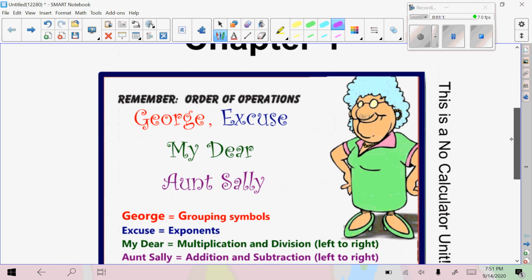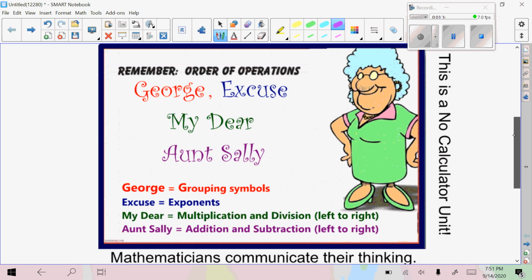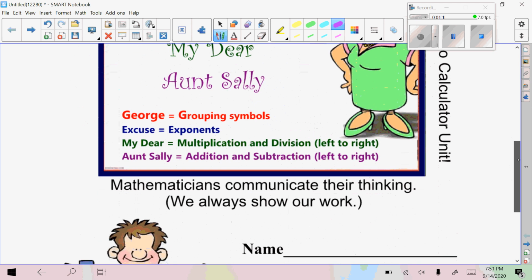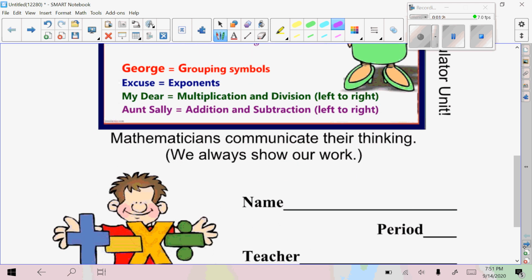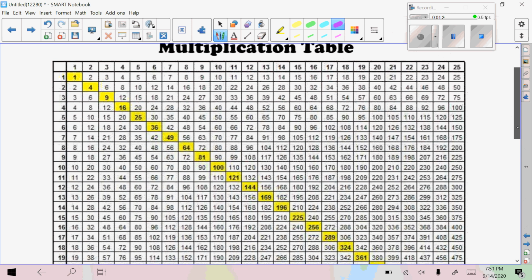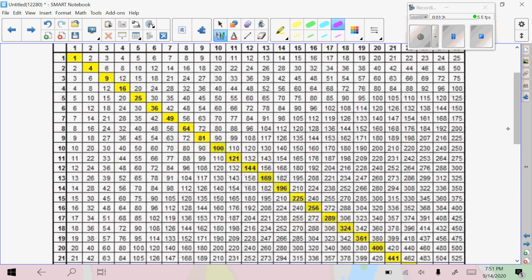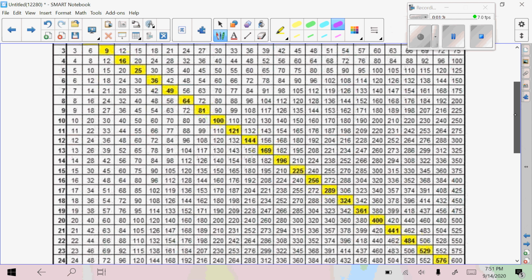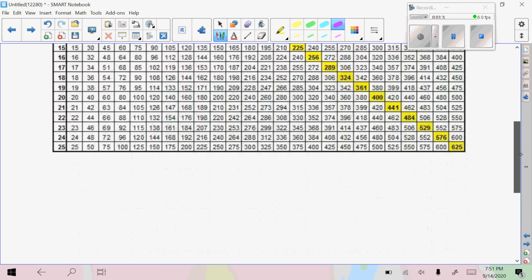Don't forget your order of operations. If you do forget it, it's right here on the front page. On the second page, we have a multiplication table for those of you that can use that. Try to see patterns in the multiplication table, and eventually you'll get those and you'll be able to use them a lot easier.